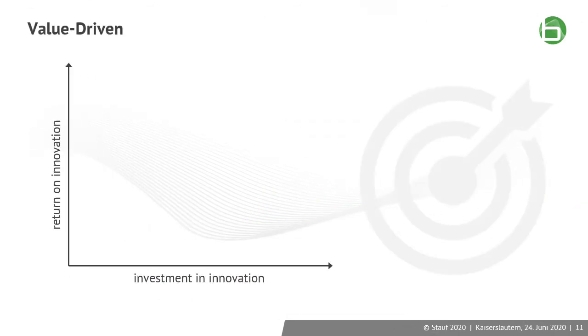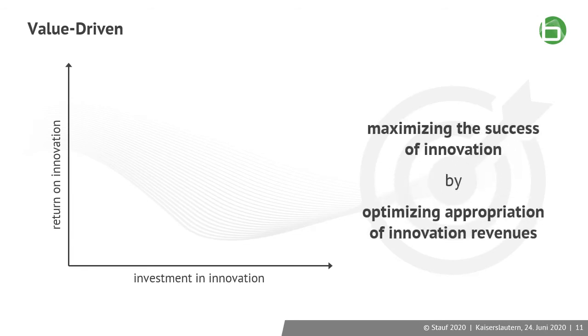Let me please explain to you very briefly why IP management must be value-driven. Because at this point, I would just like to go into more detail about this characteristic. So IP management, a systematic IP management, has to be value-driven. Because, like I just explained, the aim of IP management is not primarily to protect the invention, but to maximize the innovation revenues by optimizing their appropriation. This is what you already know.